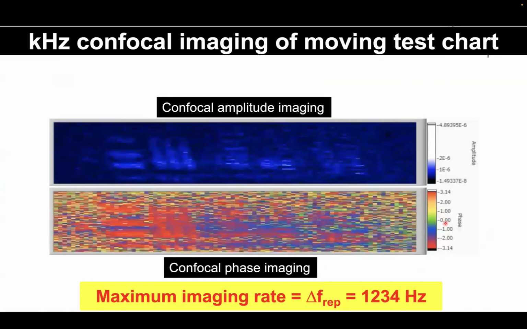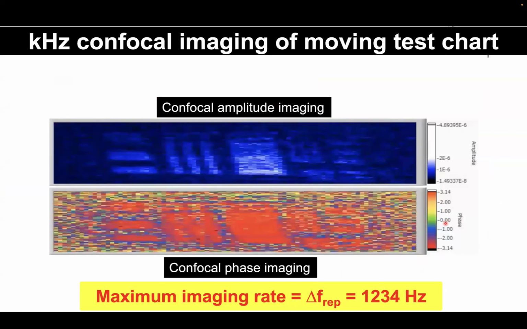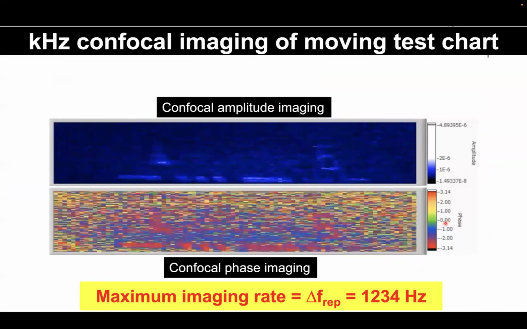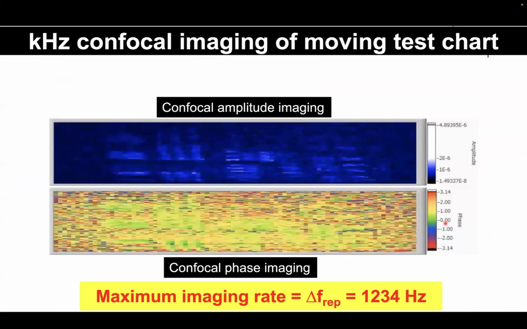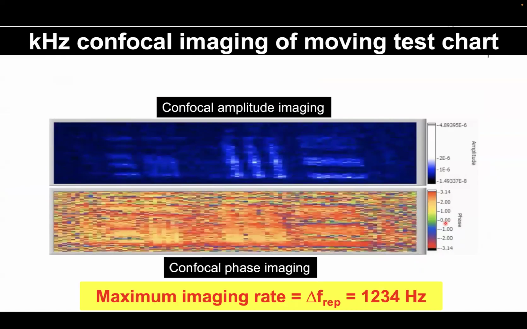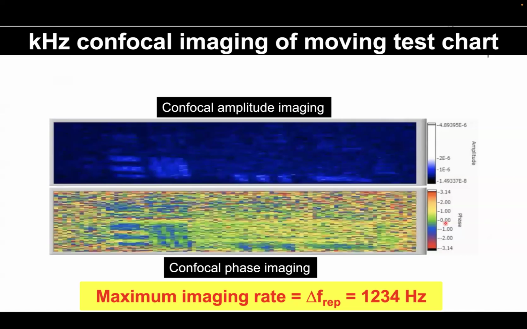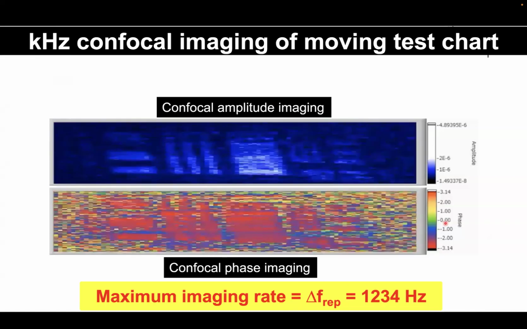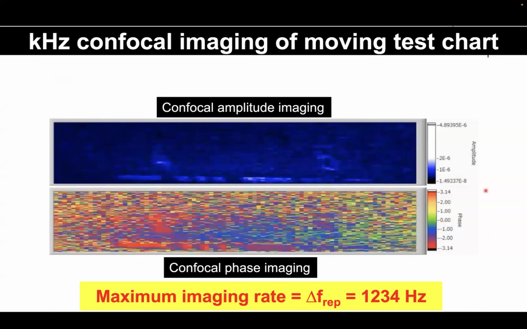We also demonstrate the kilohertz confocal amplitude and phase imaging of a moving test chart without any image accumulation. In this case, we can increase the imaging rate up to delta F-rep, namely 1234 Hz in the present setup, which, although the image contrast was decreased, the behavior of the moving test chart was still confirmed.